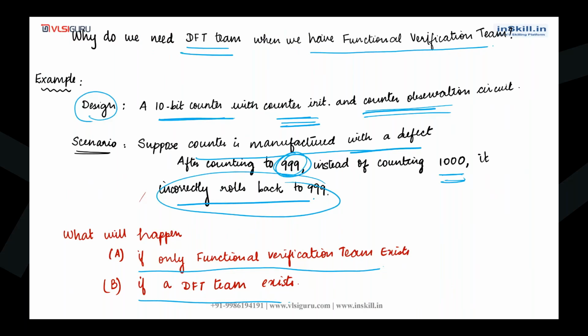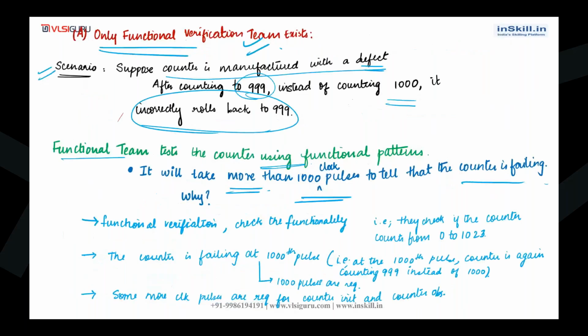We will try to understand what will happen if only a functional verification team exists, and what will happen if a DFT team also exists. So, first, if only a functional verification team exists.